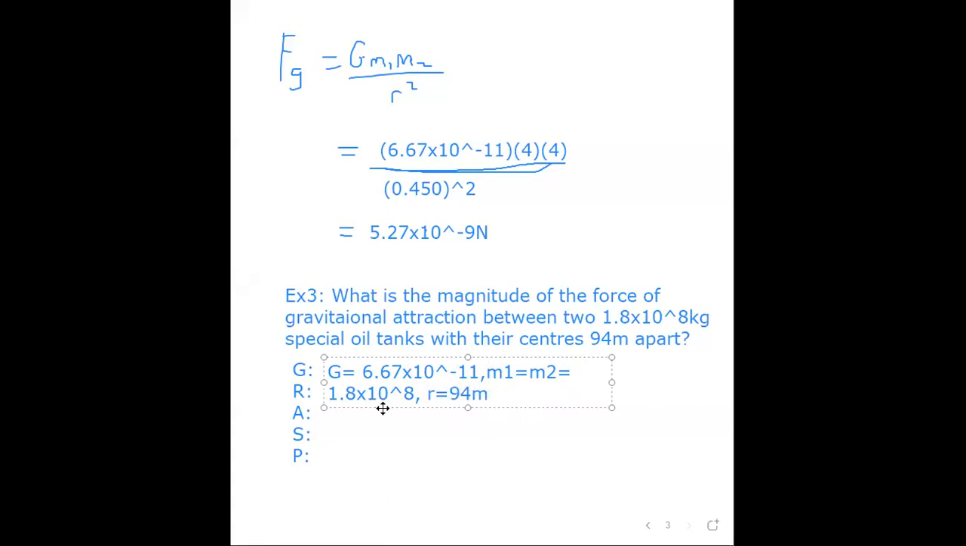What we're required to find is the force. So that's equal to question mark. And then basically the formula: force, so F_G, I'll denote that, is equal to big G times M1 times M2 all over R squared.